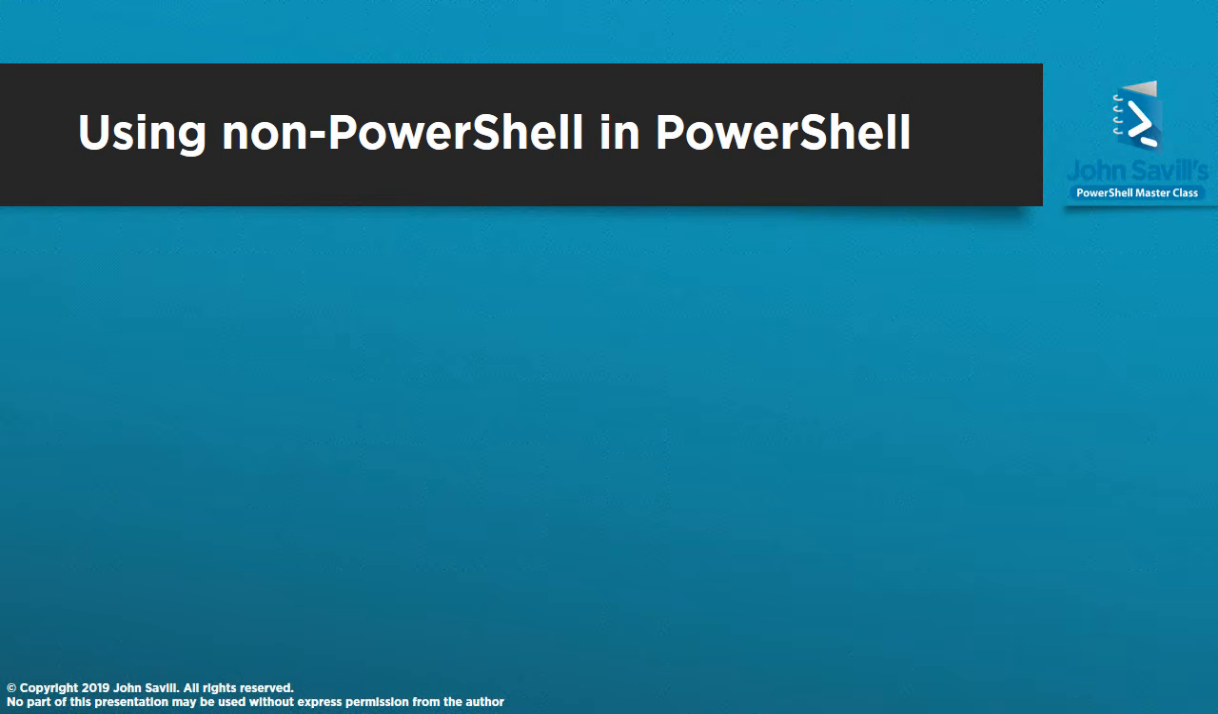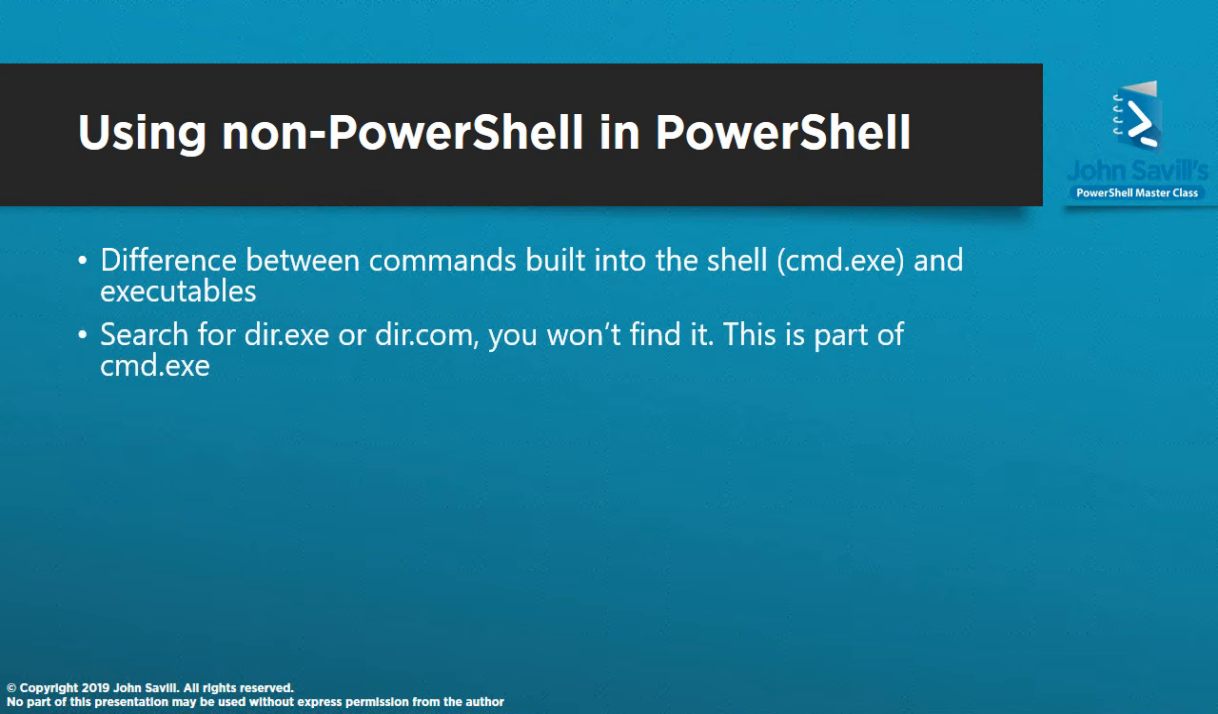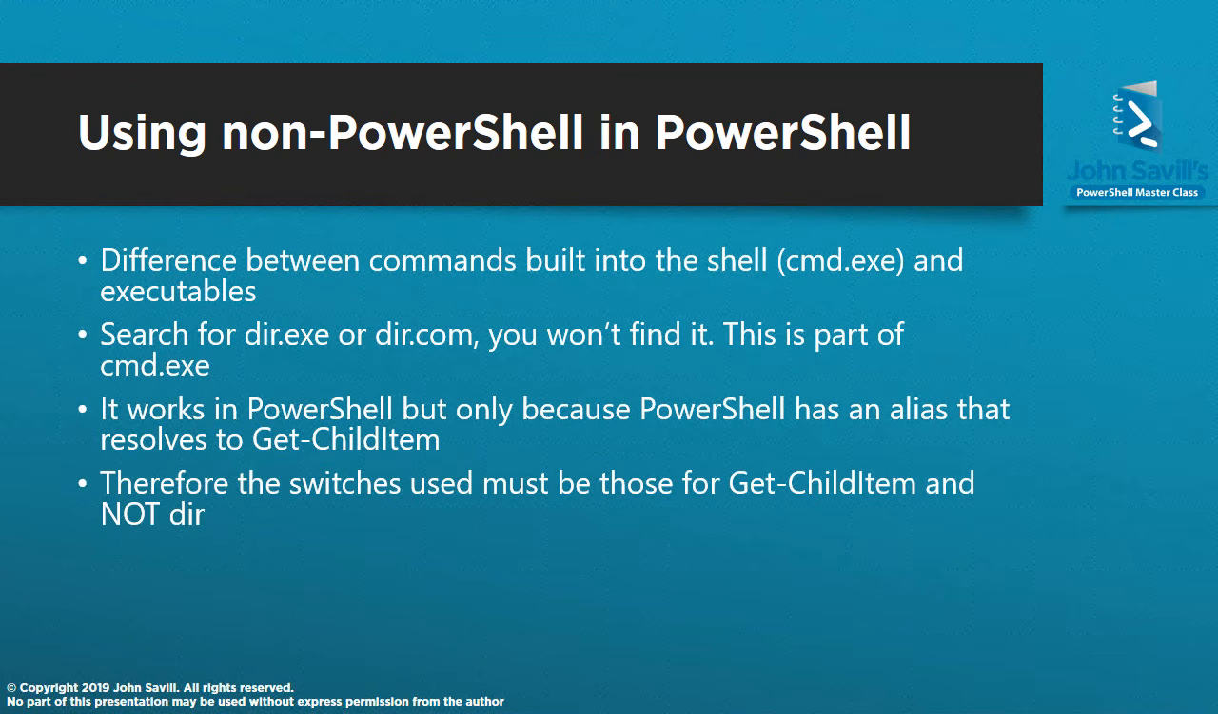So to use non-PowerShell in PowerShell, it's going to behave differently depending on if it's that intrinsic command or if it's an external executable. As we mentioned before, you're not going to find a dir.exe or dir.com. It's part of command.exe. It's only working in PowerShell because of that alias. Therefore, any switches I want to use need to be valid for Get-ChildItem.